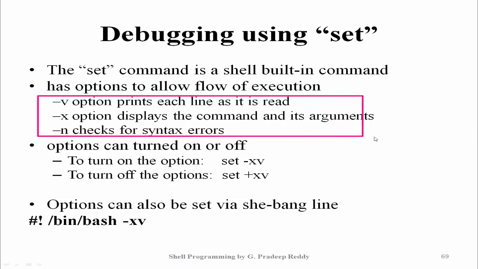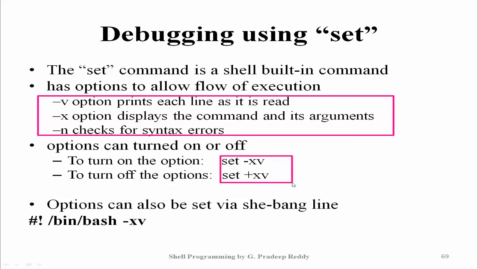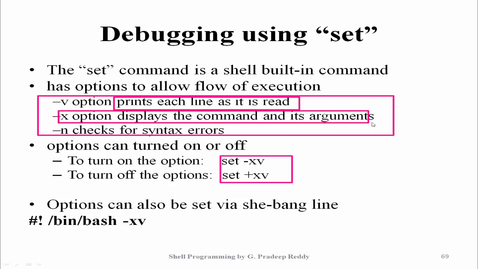-v, which is going to read the line, and -x, which is going to display the command and its arguments, and options are turned on or turned off. So you can set the variables -v. -v stands for the option to print each line as it is read. -x, the option, displays the command and its arguments, so that you can set x and v. Otherwise you can turn the option on or off.